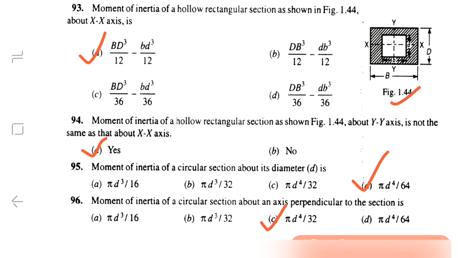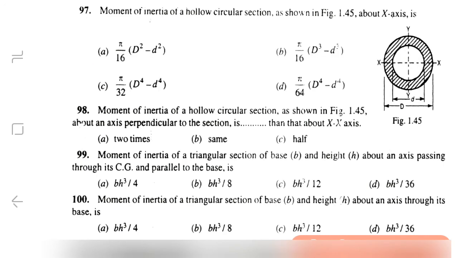Next is question number 97. Moment of inertia of a hollow circular section as shown in figure about x axis is. Here, friends, this is the figure, and these are the options, and the correct answer is option D, that is pi by 64 into bracket d raised 4 minus small d raised 4. Next is moment of inertia of a hollow circular section as shown in figure, this is the figure, friends, about an axis perpendicular to the section is dash than that about x axis. Here, friends, option A is the correct answer, that is 2 times.